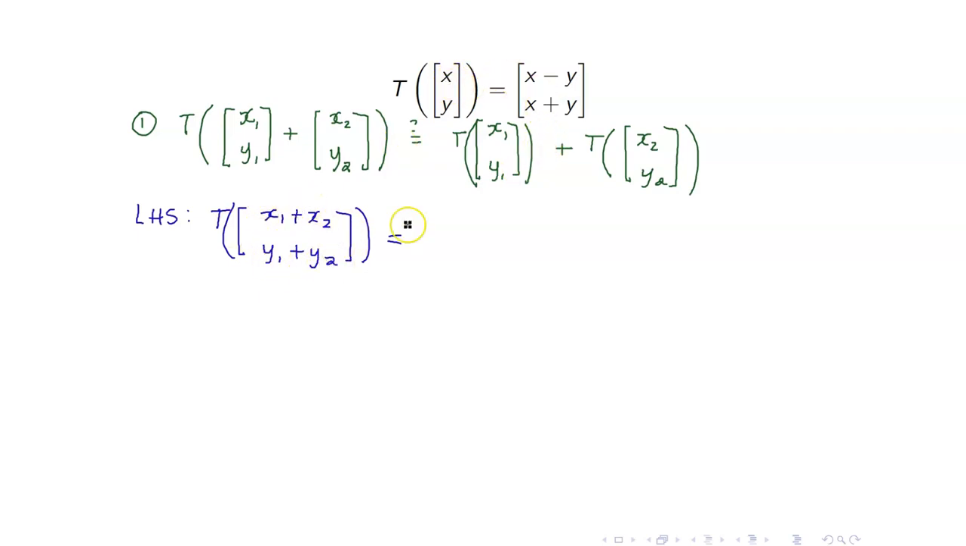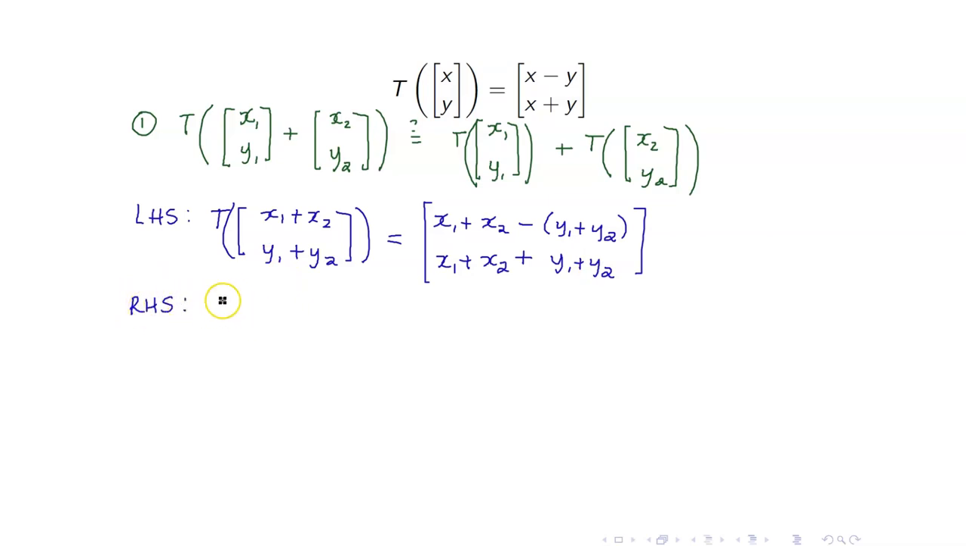When we apply T on x1 plus x2, y1 plus y2, what do we need to do? First, subtract the two coordinates. So we have x1 plus x2 minus y1 plus y2. Next, we add the two coordinates, x1 plus x2, y1 plus y2. Let us now simplify our right-hand side. The right-hand side is this one.